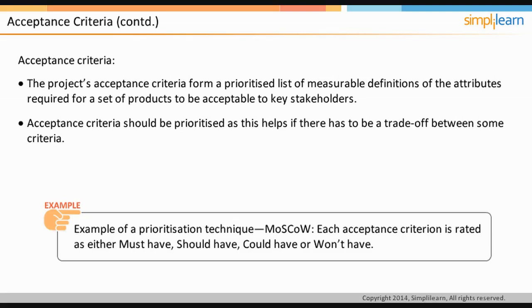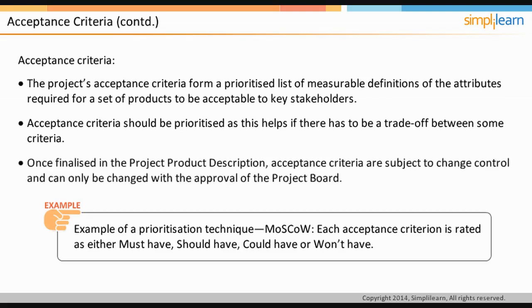The acceptance criteria should be agreed upon by the customer and supplier so as to avoid conflicts and arguments later during the project. Once agreed upon, acceptance criteria are subject to change control and can only be changed with the approval of the project board. In the next screen, we'll discuss project product description.